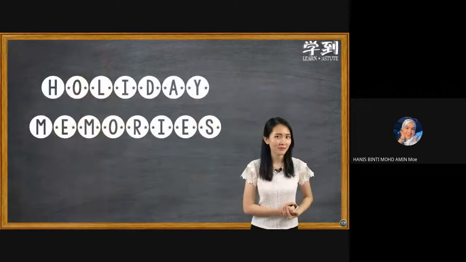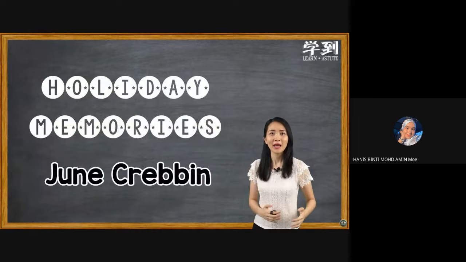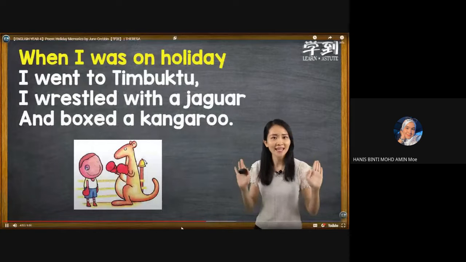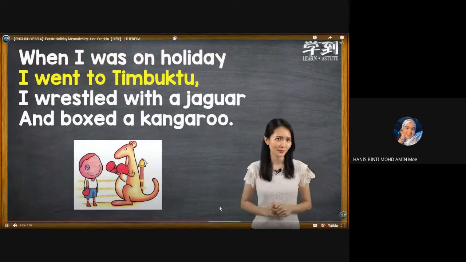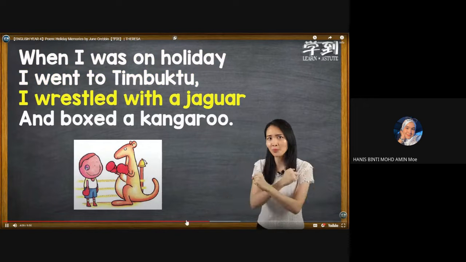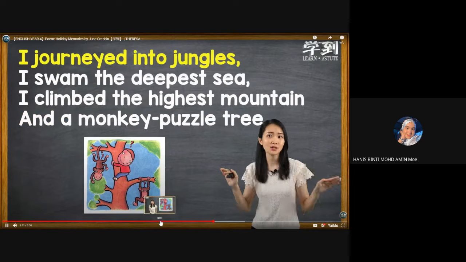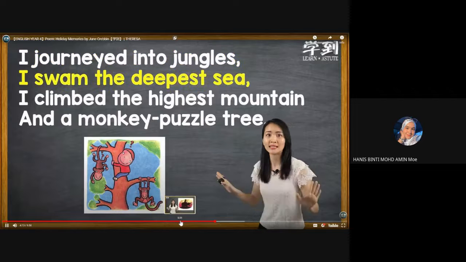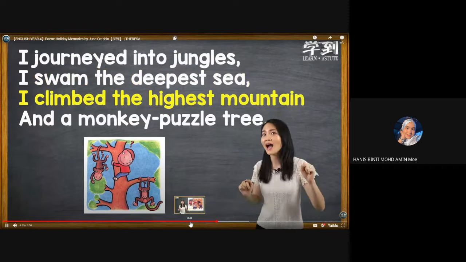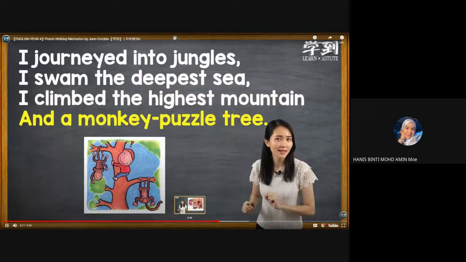Holiday Memories by June Crabin. When I was on holiday, I went to Timbuktu. I wrestled with a jaguar and boxed a kangaroo. I journeyed into jungles. I swam the deepest sea. I climbed the highest mountain and a monkey puzzle tree.